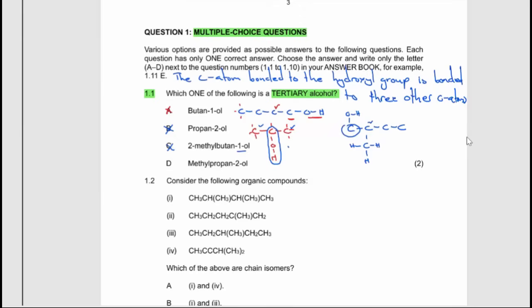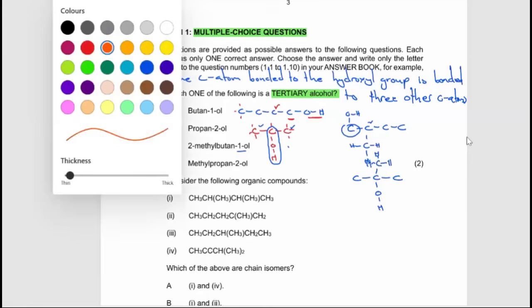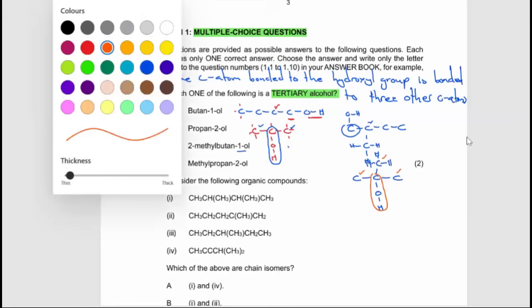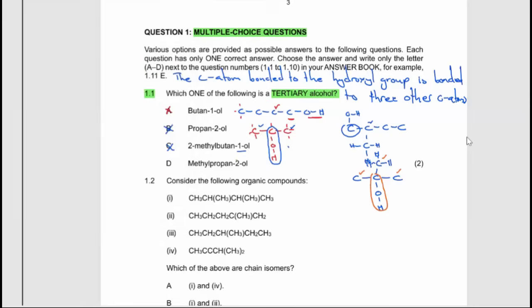Then we proceed to option D, which is 2-methylpropan-2-ol. Prop means 3 carbons, 1, 2, and 3. In propan-2-ol, the hydroxyl group is bonded on carbon number 2. After that, we also have the methyl group, which is our CH3. Now if we focus on our C that is bonded to this OH, it is also bonded to other carbons, 1, 2, 3. So our correct answer is going to be option D, which is 2-methylpropan-2-ol. So D is the correct answer.